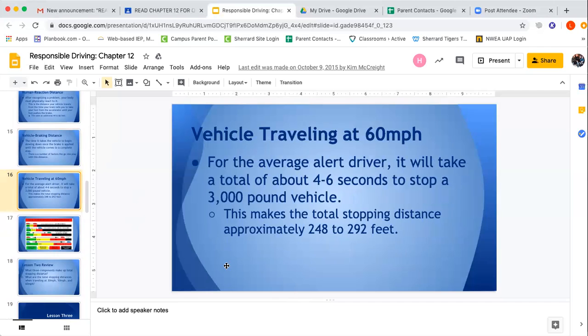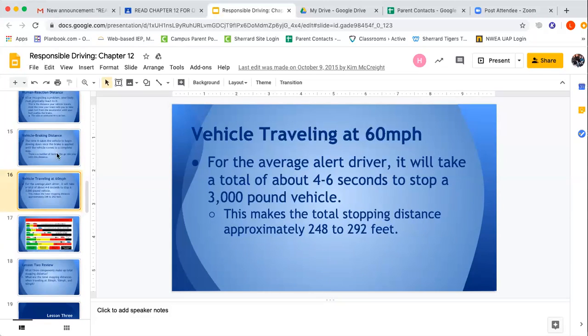All right, so here's that vehicle traveling at 60 miles per hour example she used. So for the average alert driver, so somebody who's paying close attention, not on their phone, not busy dancing and singing around in the vehicle, it will take a total of about 4 to 6 seconds to stop a 3,000-pound vehicle. This makes the total stopping distance approximately 248 to 292 feet.